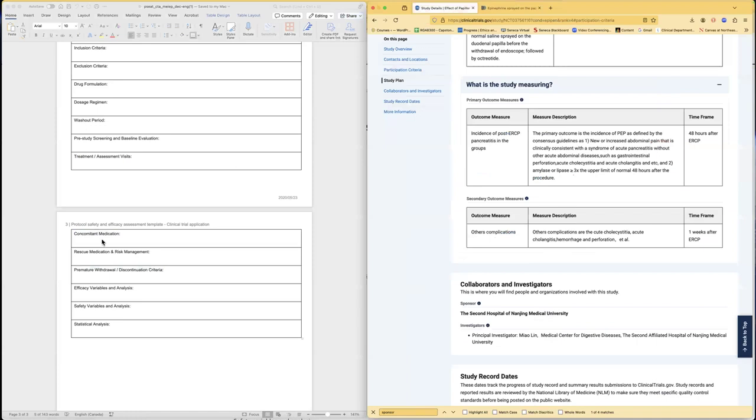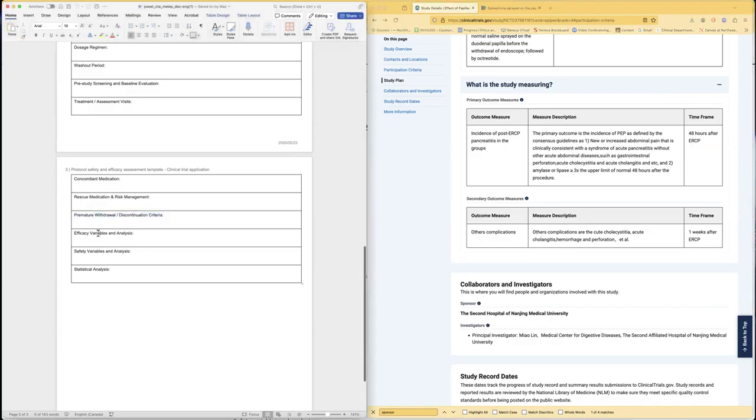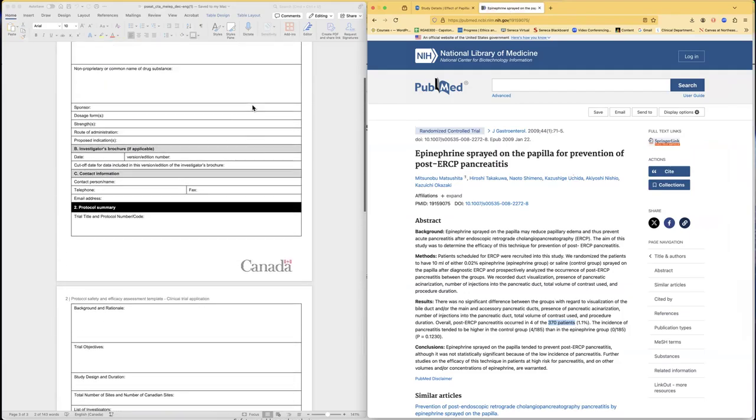Now, coming back again to the PSEAT form, you do have several other boxes, such as efficacy variables and analysis, safety variables and analysis, and statistical analysis. So here again, this information may be written already in clinicaltrials.gov for the published synopsis. If not, you can find it in any type of publication from a valid source of information. And again, in the real world, we do have access to the study protocol, and we can write that information into the PSEAT form.